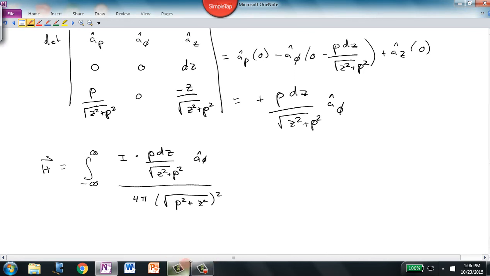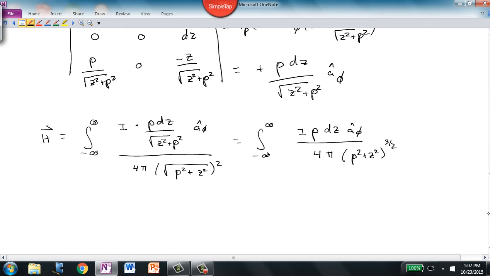The next step is that I want to combine all of these separate square roots of z squared plus rho squared that occur in the formula. The square root of rho squared plus z squared, squared, is just going to give me rho squared plus z squared. But up here I've got the square root of rho squared plus z squared in the denominator. I'm going to bring that down into the total denominator of the fraction. So that's just going to be equal to the integral from negative infinity to infinity of I rho dz a hat phi over 4 pi times rho squared plus z squared. And I've got a 1 down here, and I've got a 1/2 up here. So I multiply them, I add exponents, I get the 3/2.